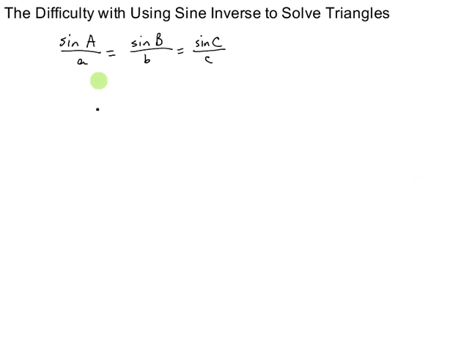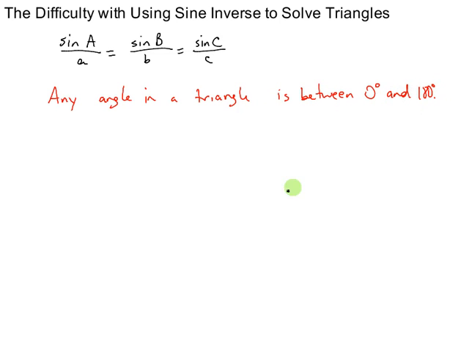Okay, so something I want you to realize is that any angle in a triangle is between 0 degrees and 180 degrees, okay? So keep that in mind. Whenever we do these inverse sines, we expect an angle between 0 and 180. Now let's take a specific example.